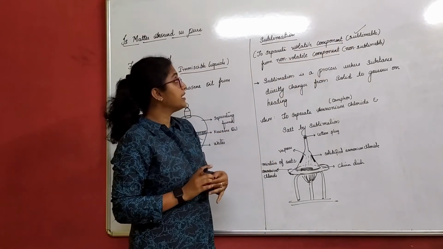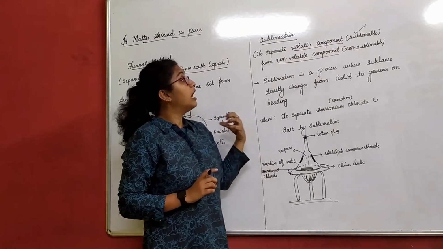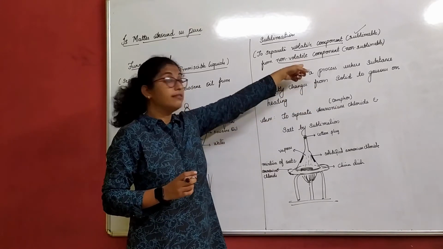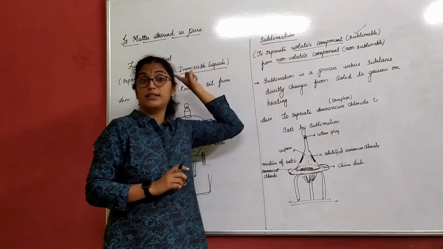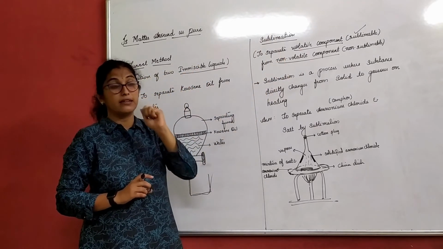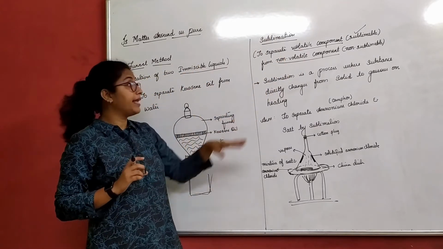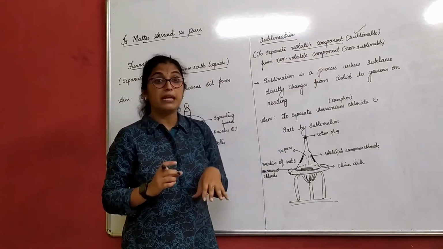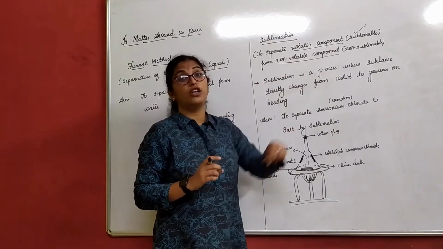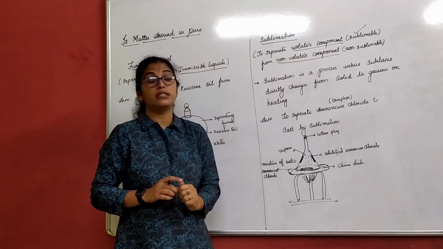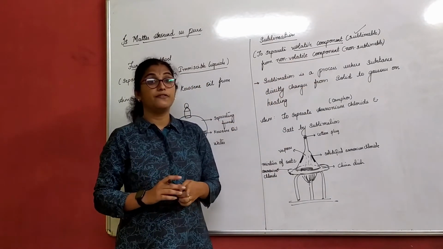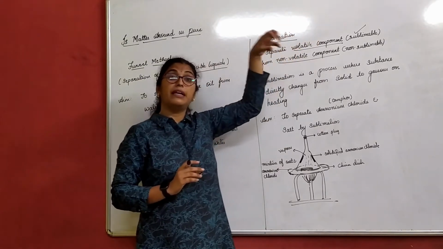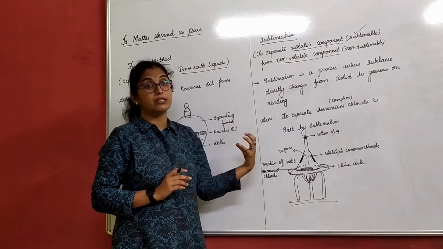The question can be: give an experiment to explain how to separate a volatile component from a non-volatile component. This is not the experiment of separating the dye from the ink. Give an experiment to separate a volatile component which is sublimable from a non-volatile component. Sublimation is the method. Do not get confused because we use the sublimable material in the given experiment.